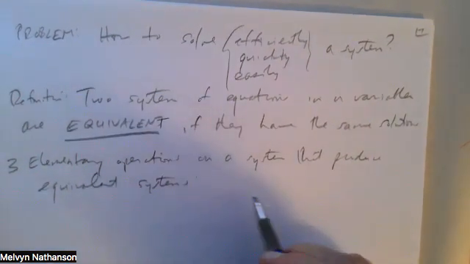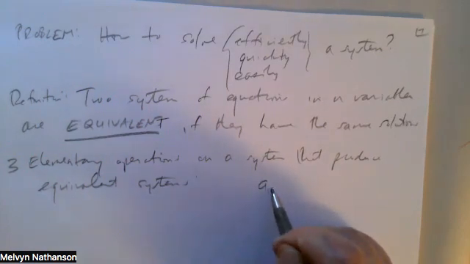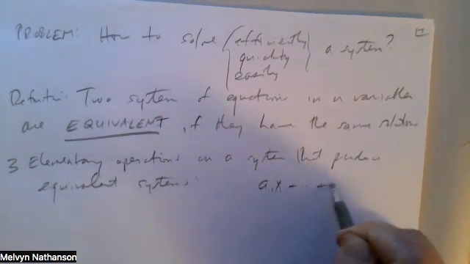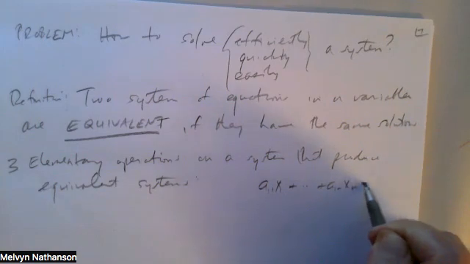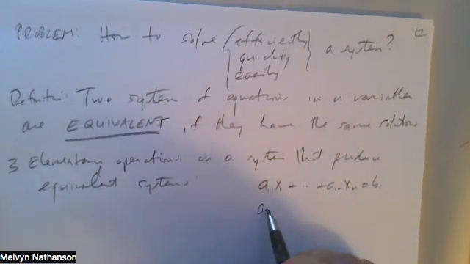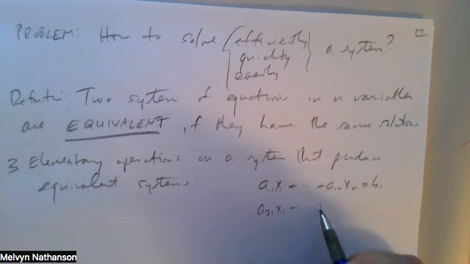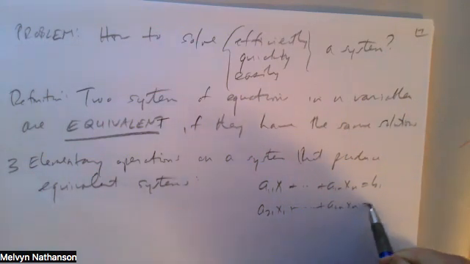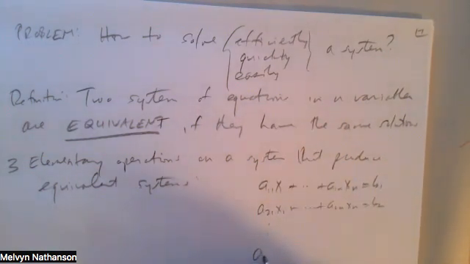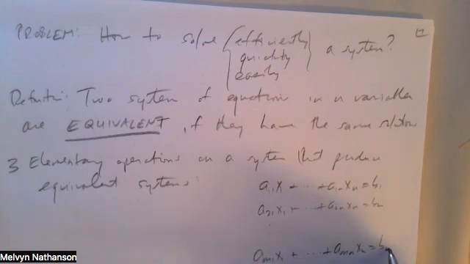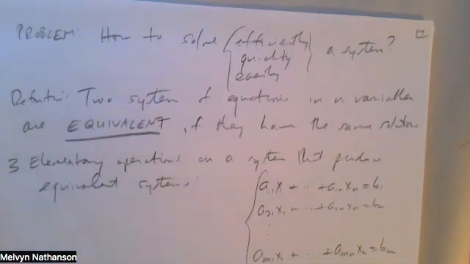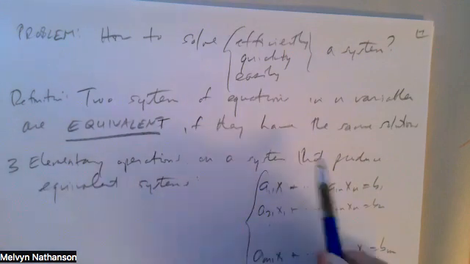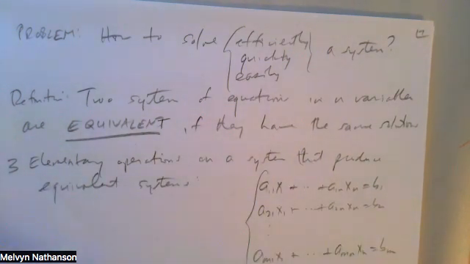So again, keep in mind you have the system of equations: a11 x1 up to a1n xn equals b1, a21 x1 up to a2n xn equals b2, down to am1 x1 up to amn xn equals bm. So what are elementary operations on a system that produce equivalent systems?